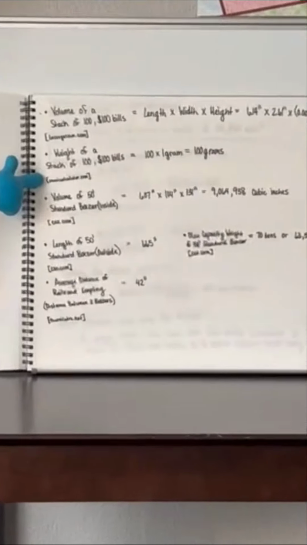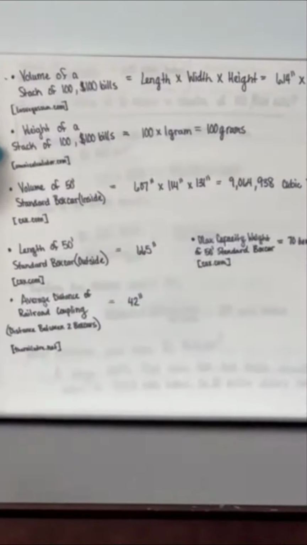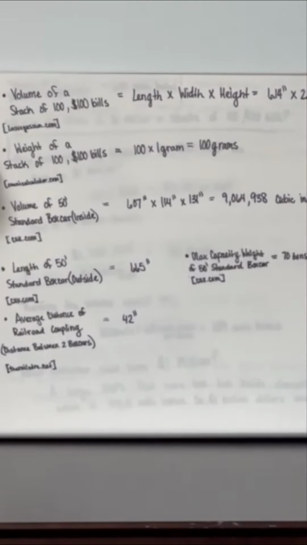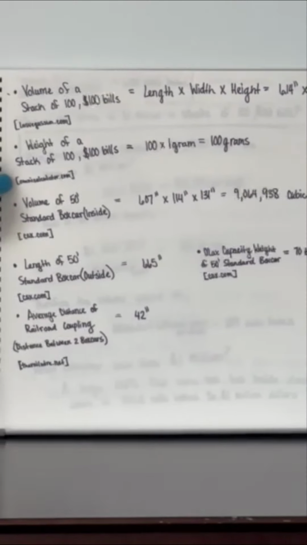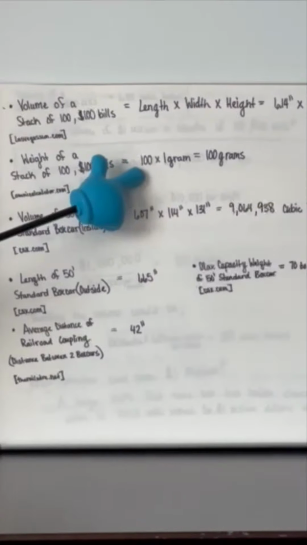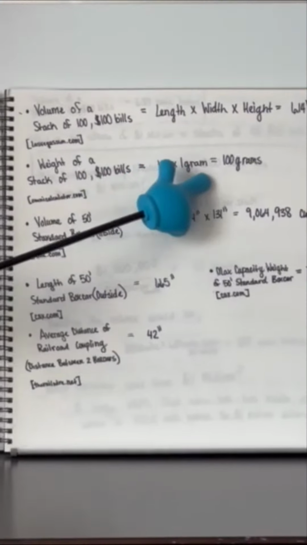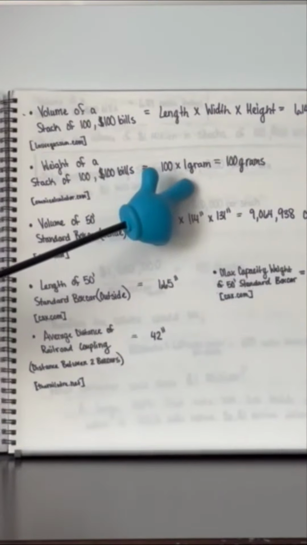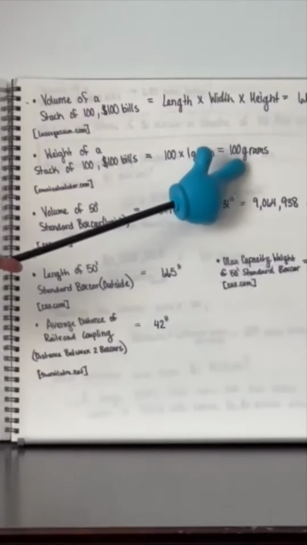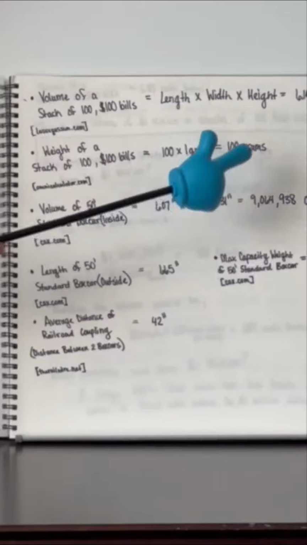Next, we have the weight of a stack of $100 bills. This information comes from omnicalculator.com. So we have 100 bills times the weight of each individual bill, which is 1 gram, giving us a total of 100 grams.